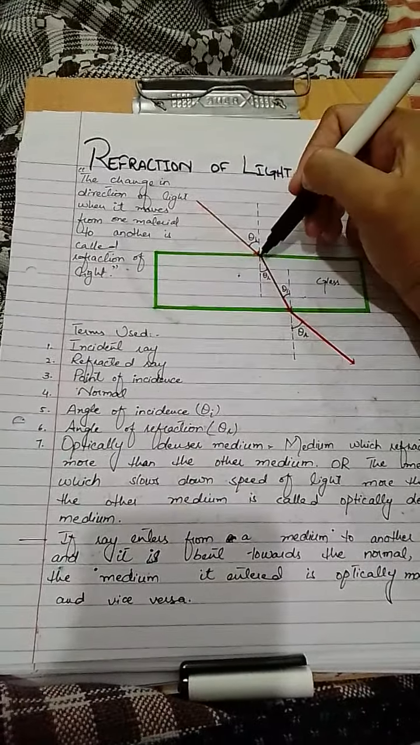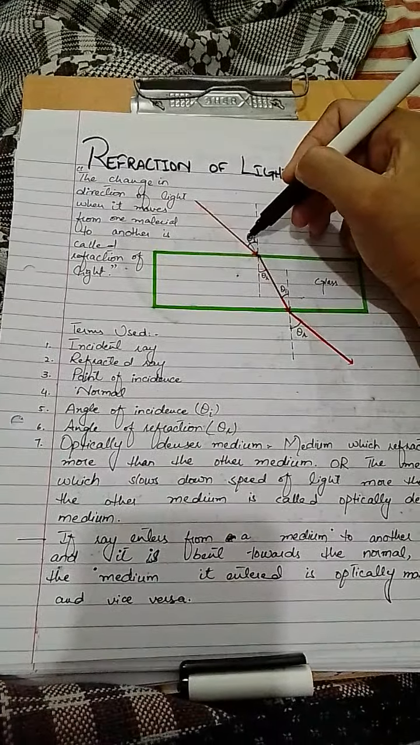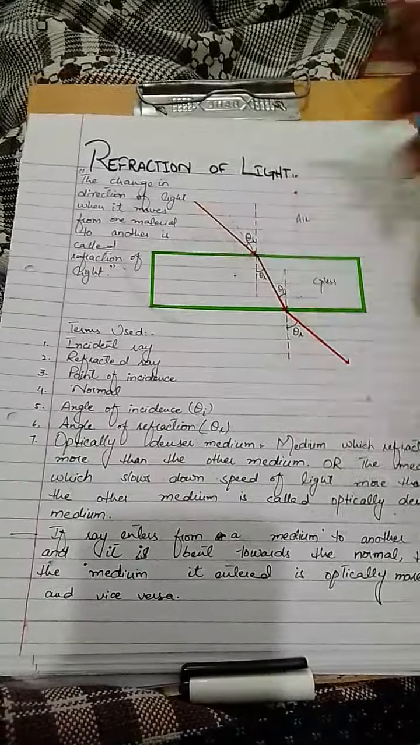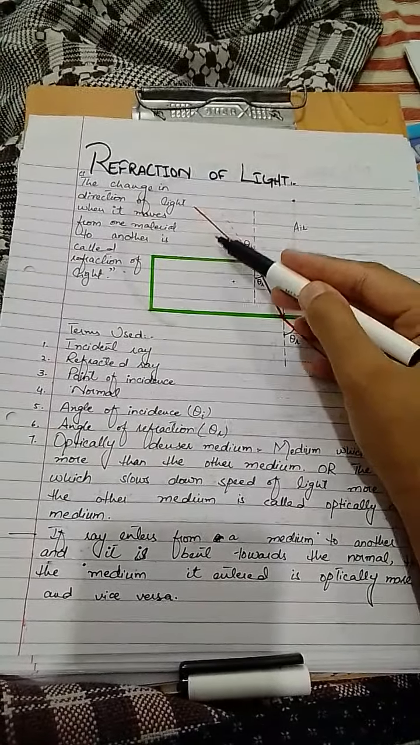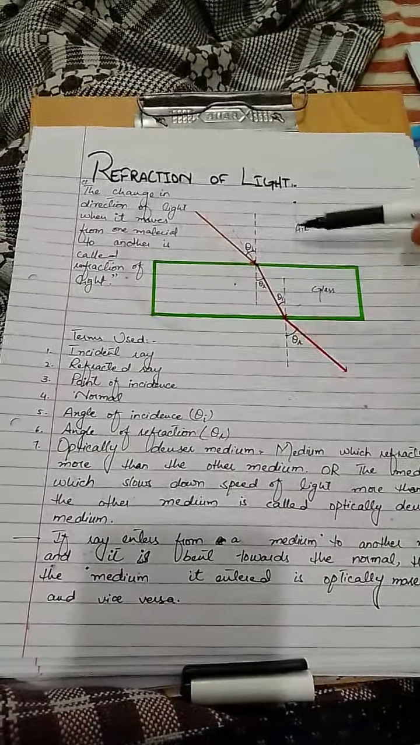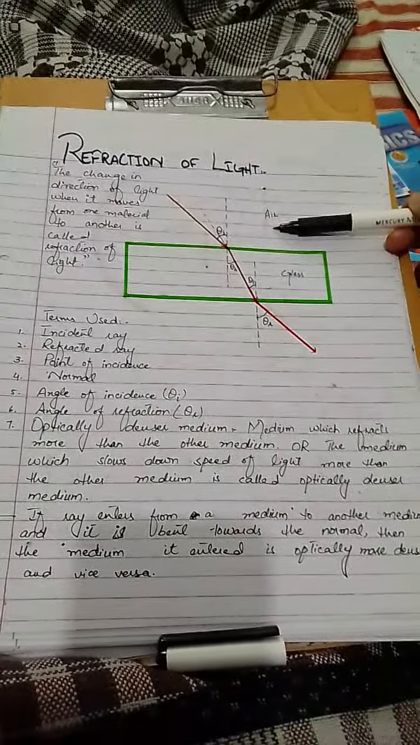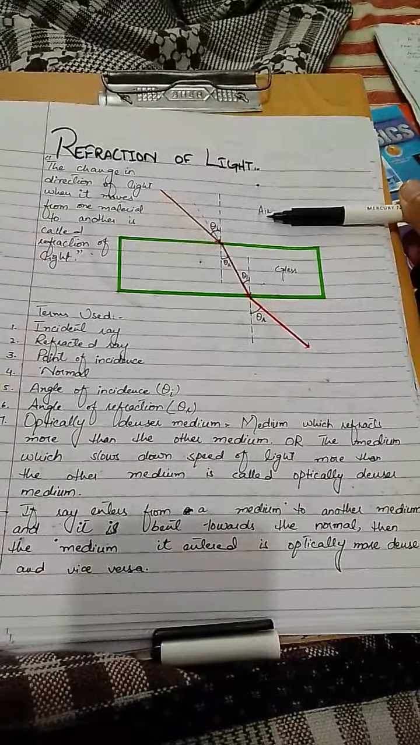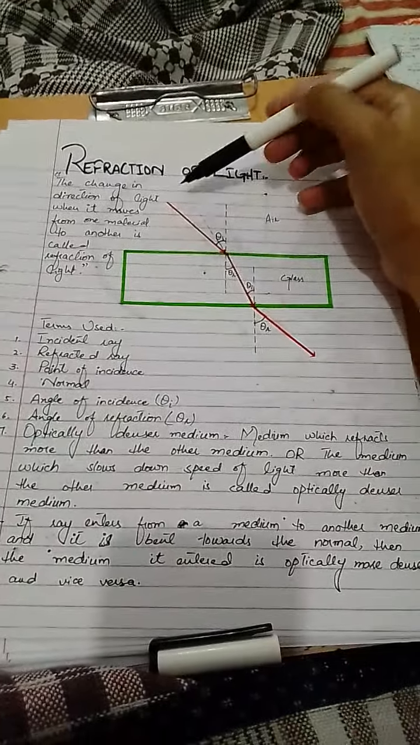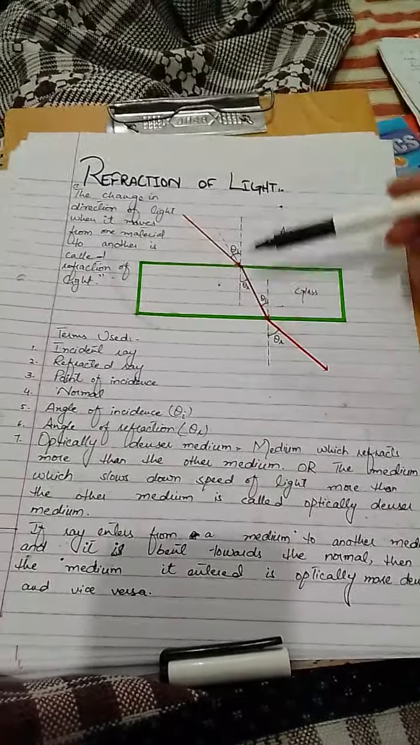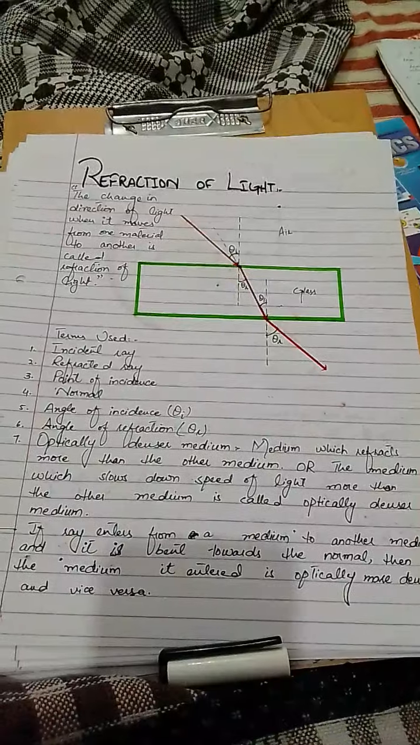So this was basic. The light was traveling in this direction, but it moved away from the normal. Why? Because it entered an optically less dense medium. So now you would get it. Okay, so now what is dual refraction?